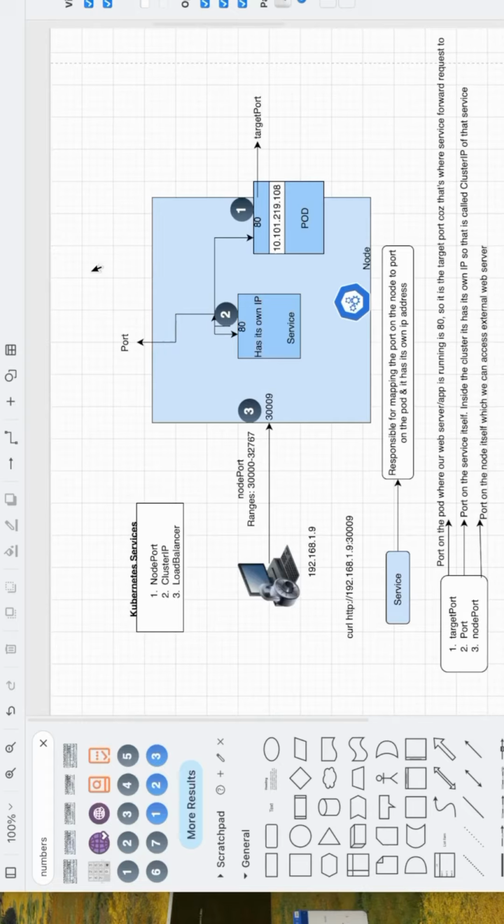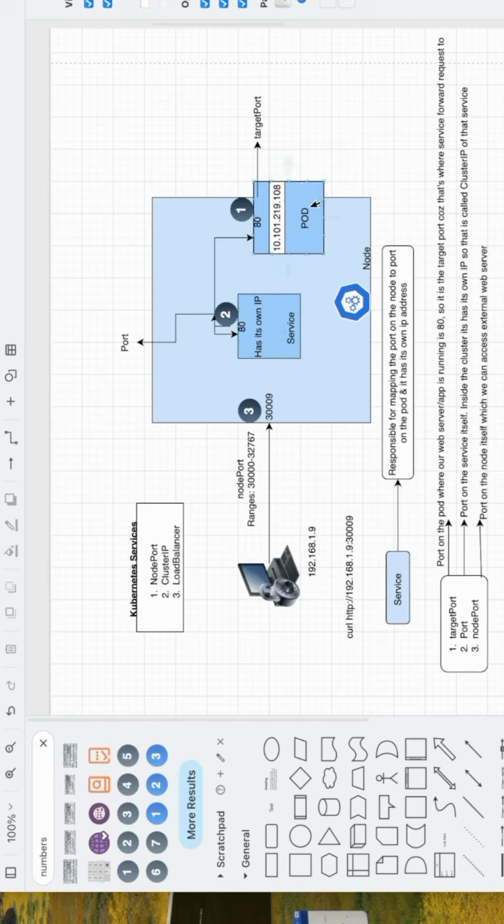So this is the complete picture about the service and the Kubernetes services. There are three services available: NodePort, ClusterIP, LoadBalancer. So here this is the node. Within that node we have seen that three ports are available.